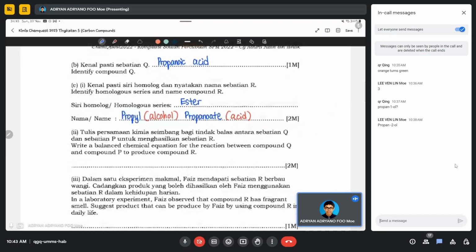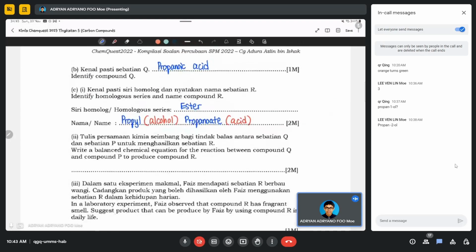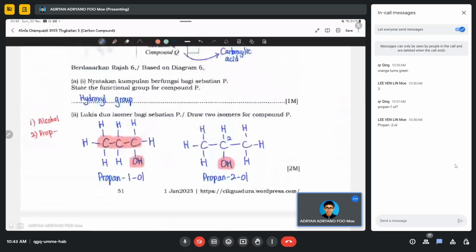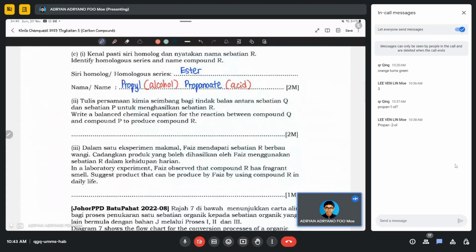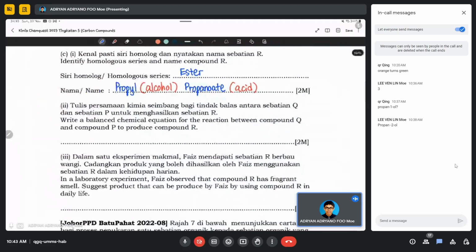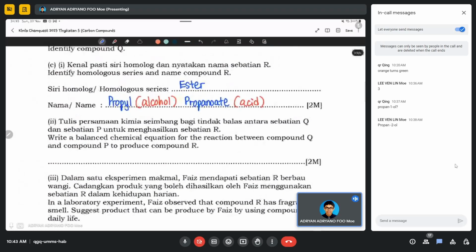Write a balanced chemical equation for the reaction between compound Q and compound P to produce compound R. Q plus P gives R. When you write the chemical formulas, it's easy. First we determine compounds P and Q. So compound P is who?